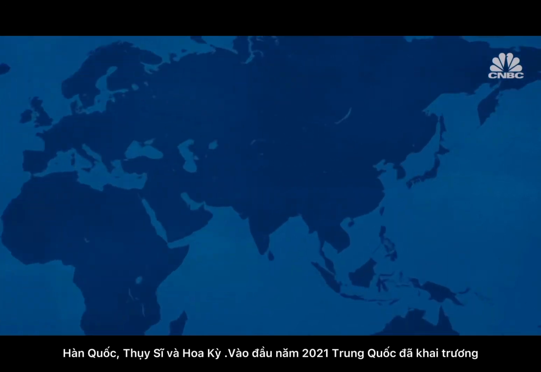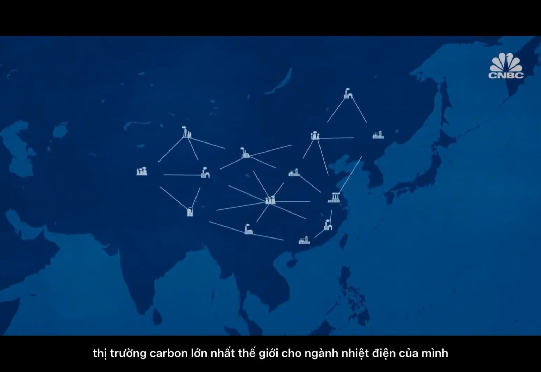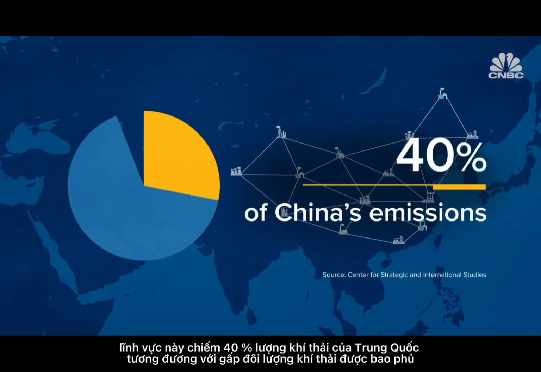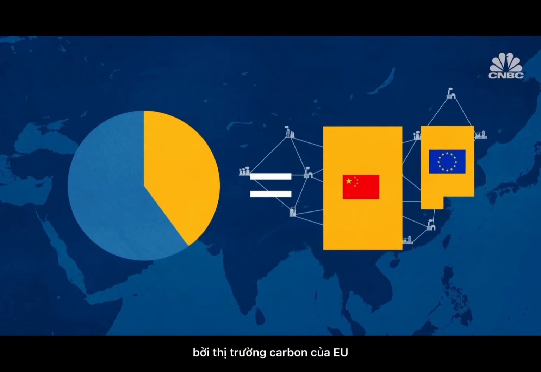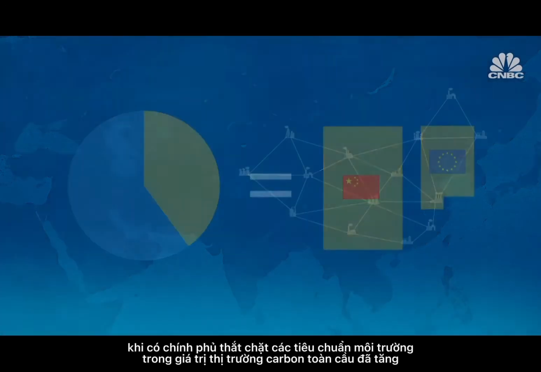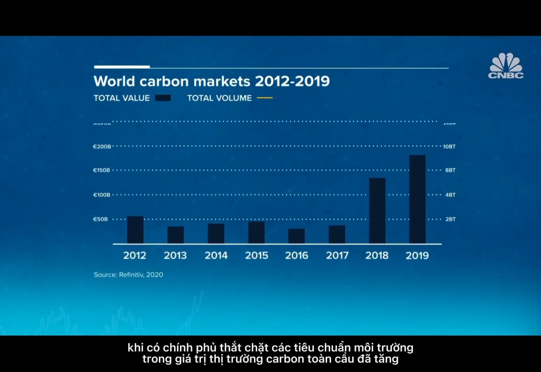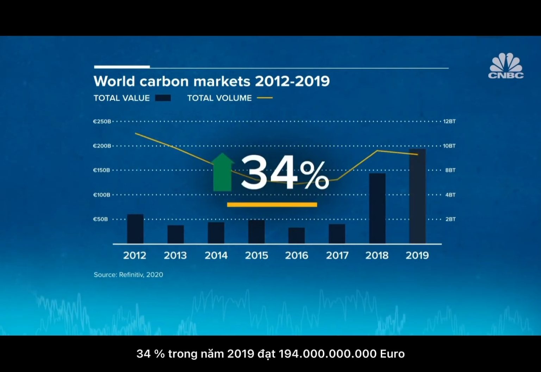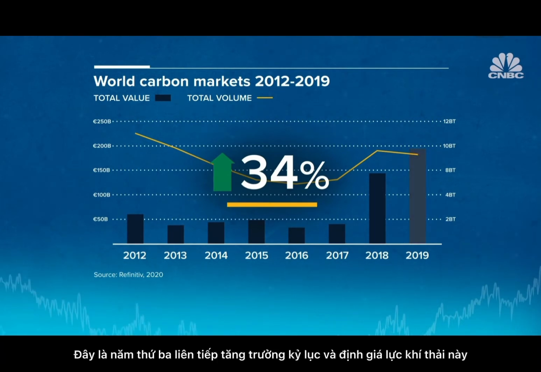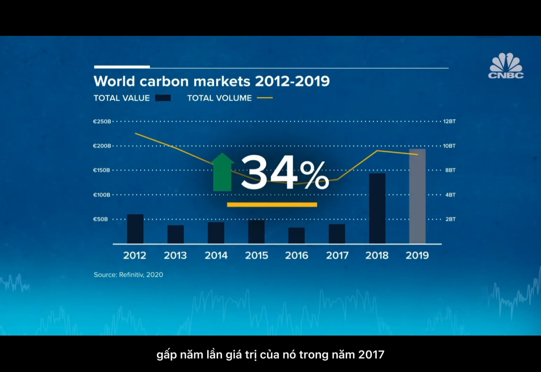At the start of 2021, China launched the world's largest carbon market for its thermal power industry. The sector accounts for 40% of China's emissions, equivalent to double the emissions covered by the EU's carbon market. As governments tightened environmental standards, the total value of global carbon markets grew 34% in 2019, reaching €194 billion. It's the third consecutive year of record growth and values these emissions nearly 5 times their worth in 2017.